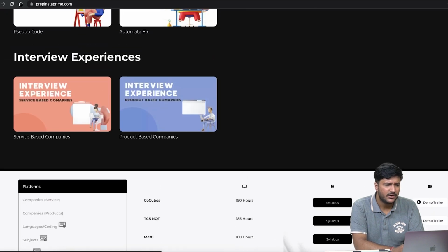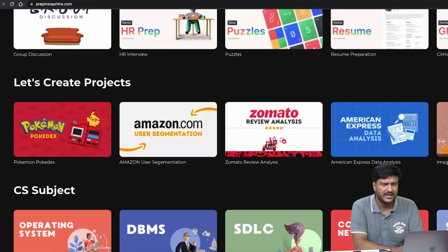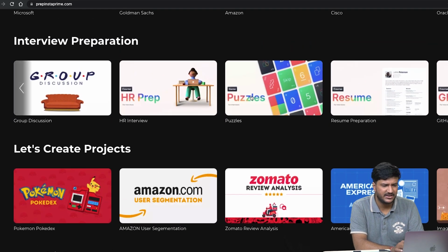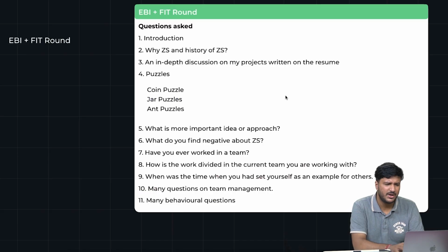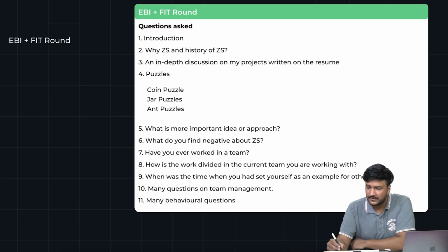Most companies really love to ask puzzles, like data science companies. So as you can see, there's this puzzles course. I'll talk about that a little later in the end.